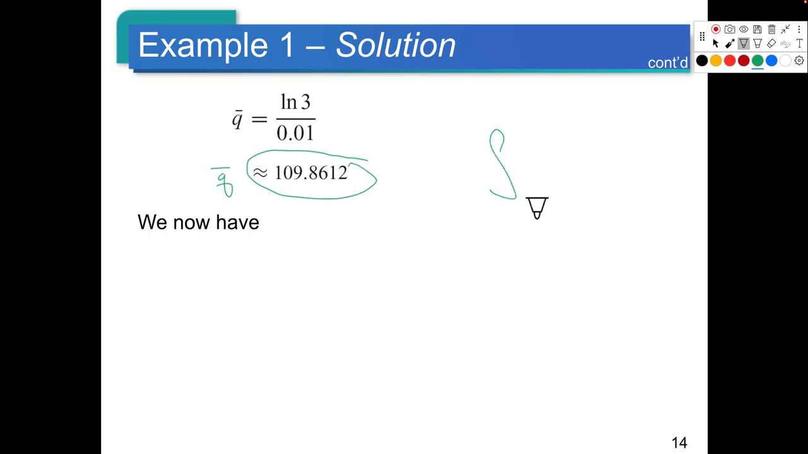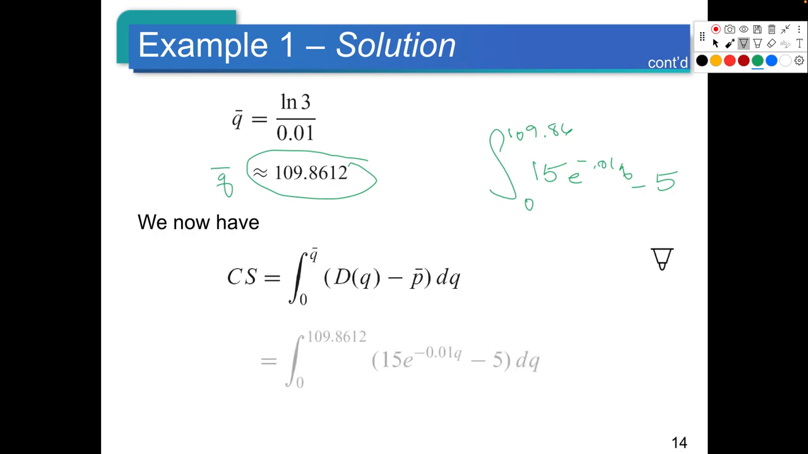And then now we'll be able to go from 0 to 109.86. And remember, our function is going to be 15 e to the minus 0.01 q minus 5 in this case. Okay, because that's p bar. And they're going to show us that. They fill in the blanks, right? So this actually ends up looking a little nicer than what I had originally because I put the 5 in the wrong place. I put it in for Q, not for P.